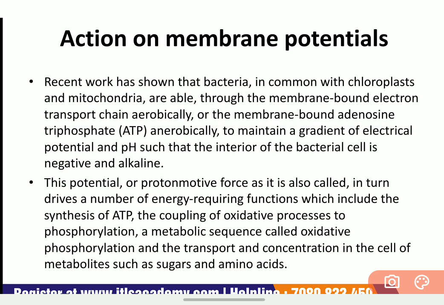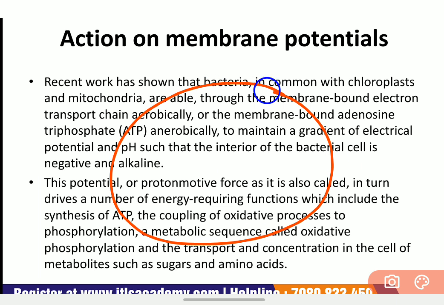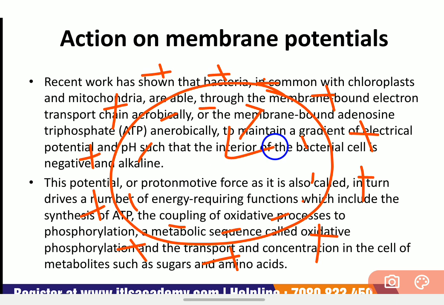To maintain a gradient of electrical potential and pH such that the interior of the bacterial cell is negative and alkaline. As we have studied, the interior of the cytoplasmic membrane is negatively charged while the charge on the outer boundary is positive. And this negative charge also causes alkalinity just because of the presence of OH group.